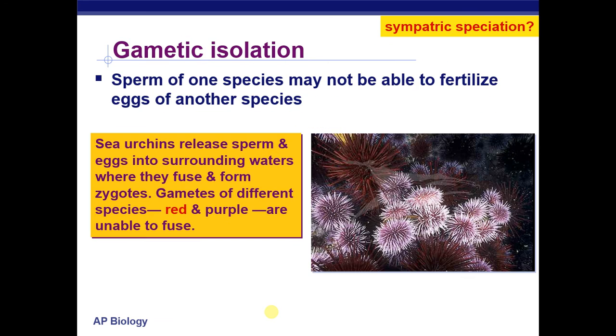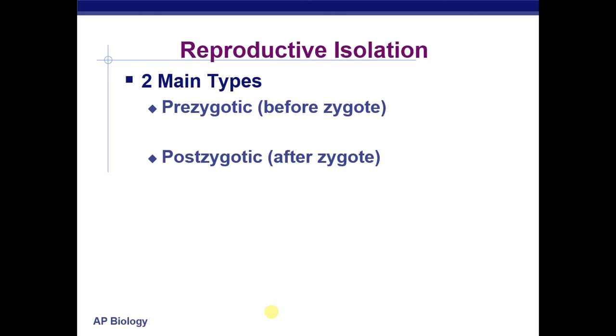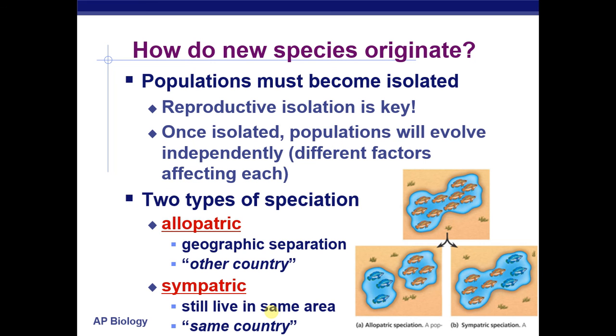So if we go back and look at what we've talked about, prezygotic and postzygotic barriers create reproductive isolation, and each of those can be classified as allopatric or sympatric mechanisms based on how that isolation is achieved.